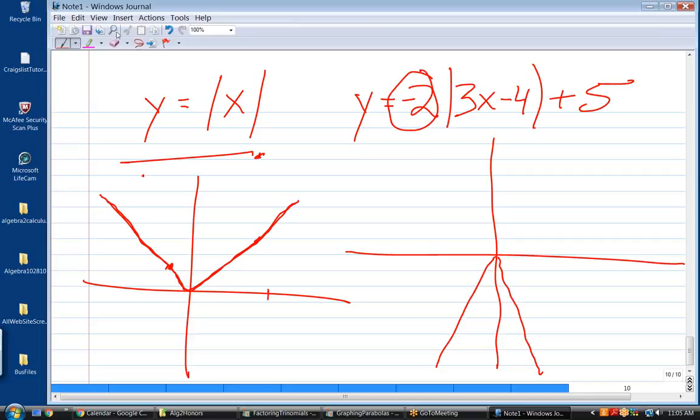Okay? Next thing I'm going to do is compress it more, because that number is greater than 1. So now it looks like that. Now I'm going to move the whole thing over to the right 4 units. So now it's like that. And then I'm going to move everything up 5 units.